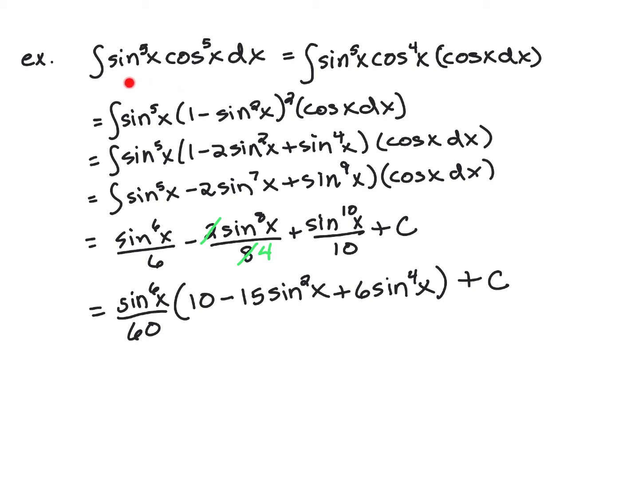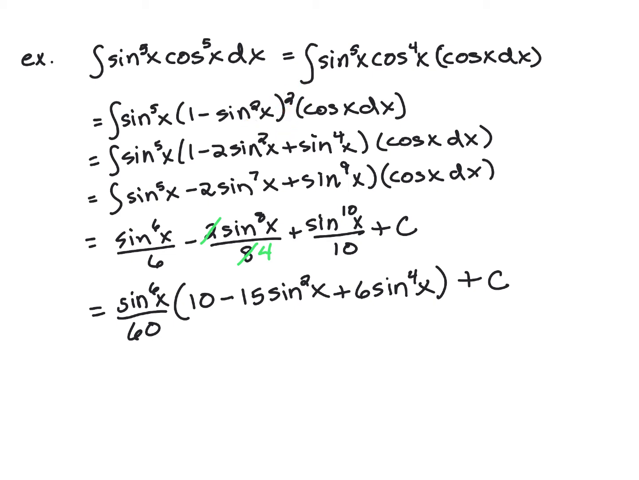Okay, in this case, both sine and cosine are odd, so it doesn't matter which one I choose to factor out. If I choose to factor out a cosine, the derivative of sine is positive cosine, so I have no adjusting left to do. So I factored out one of these, that left 4 of them. Well, this is just cosine squared squared. So I changed cosine squared to 1 minus sine squared.